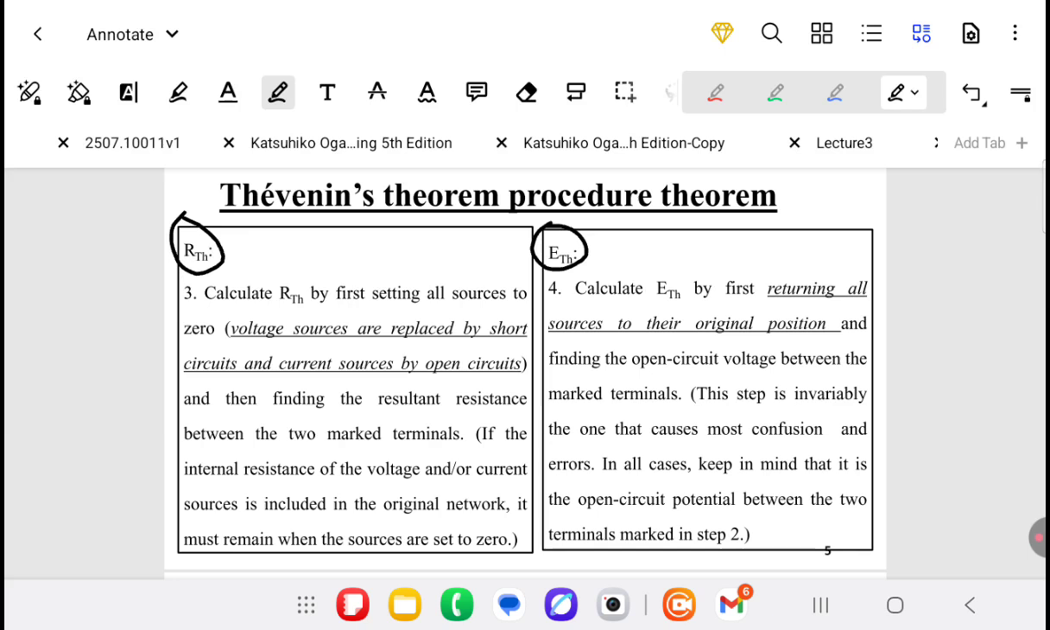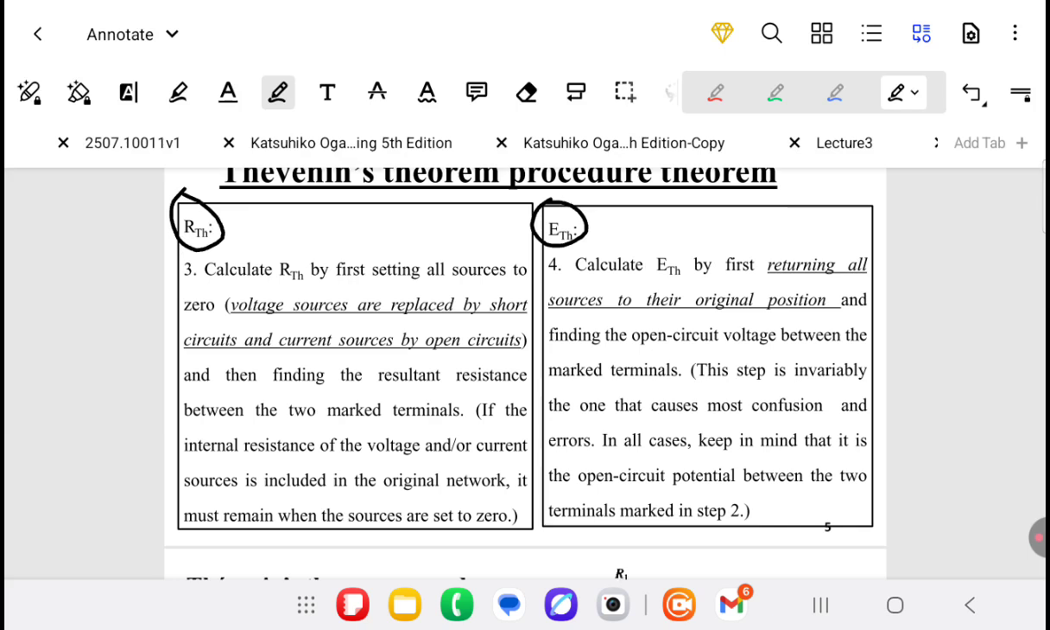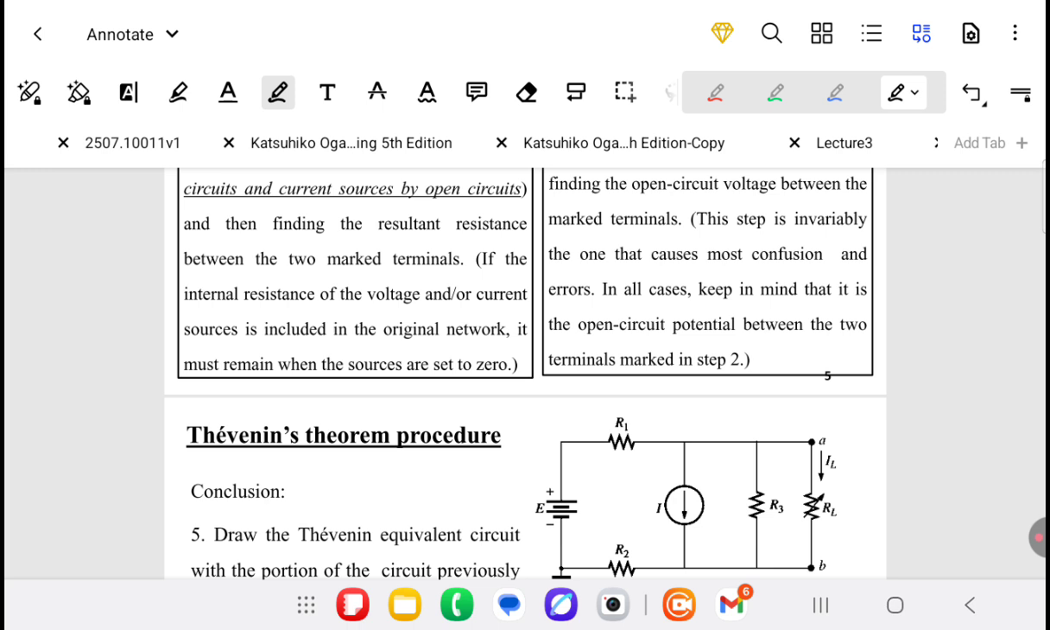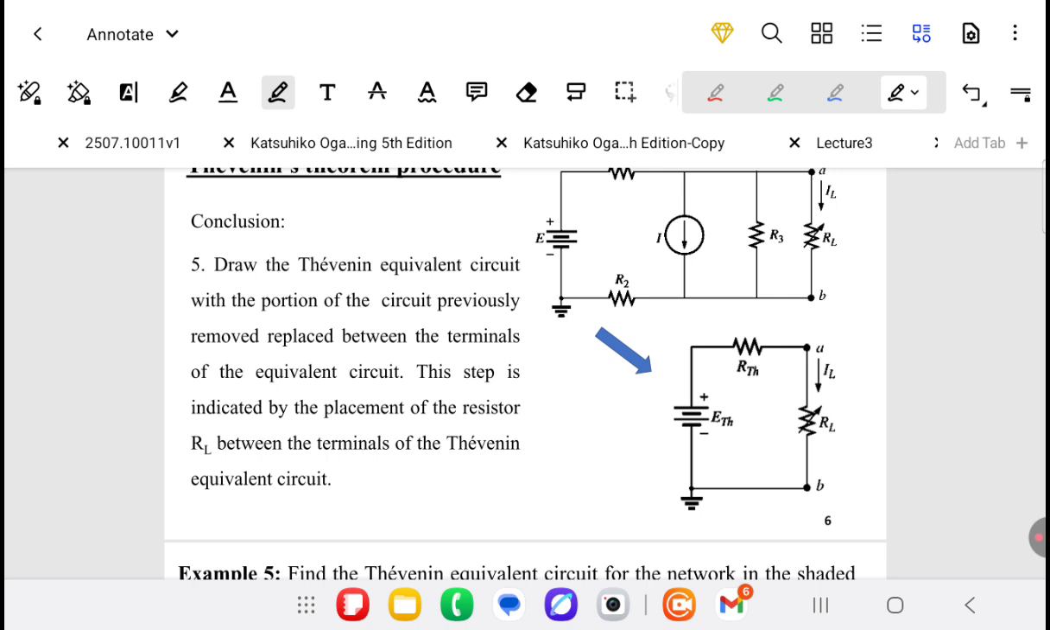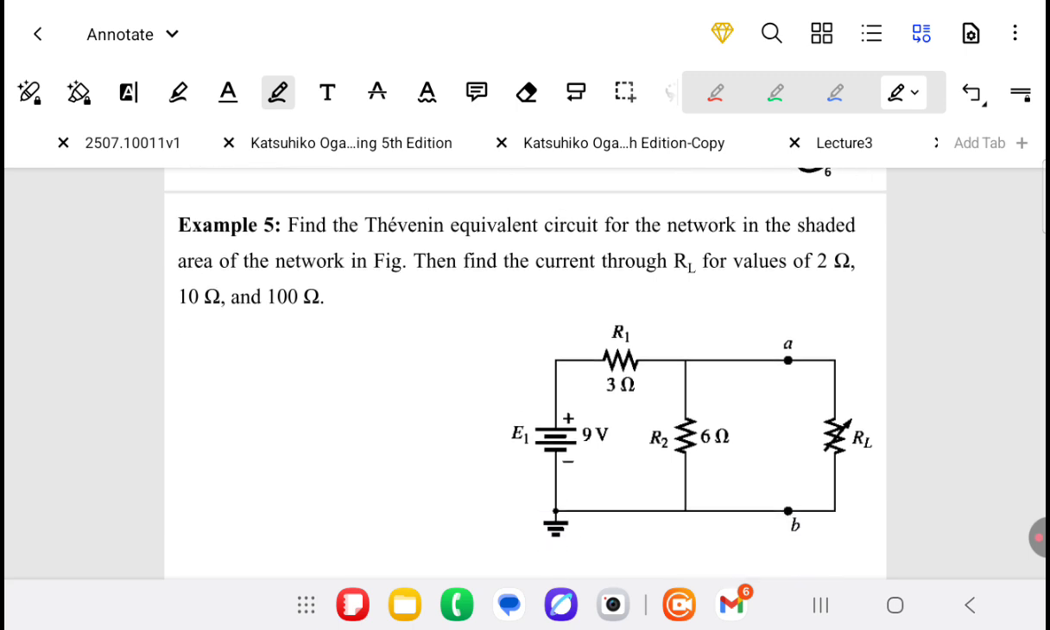This step is the most difficult one, and we can see it in the first example. Last but not least, we draw the equivalent circuit, which is composed of E Thevenin in series with R Thevenin, and then we return the removed load RL between terminals A and B. Now we can see an example.